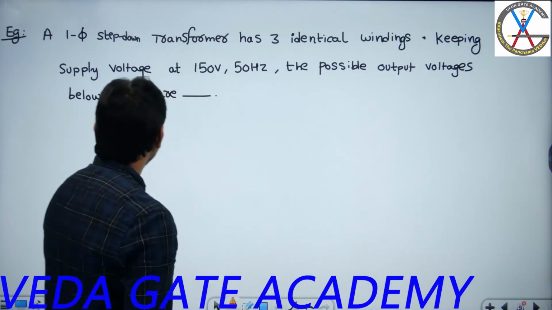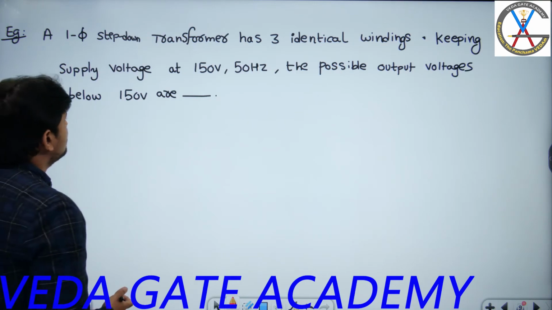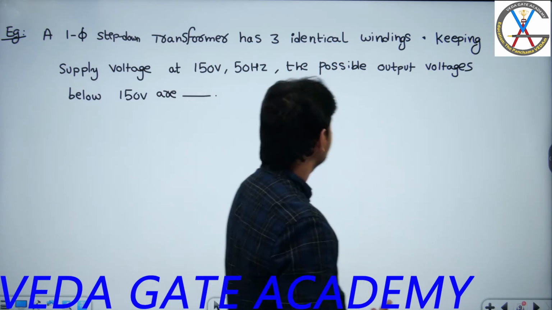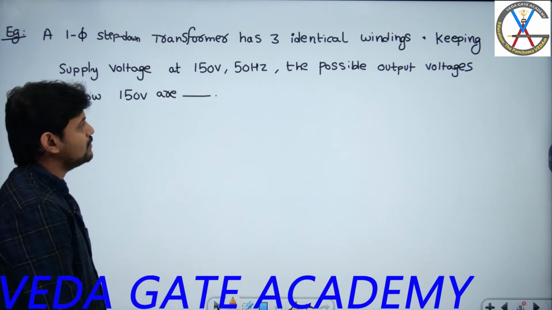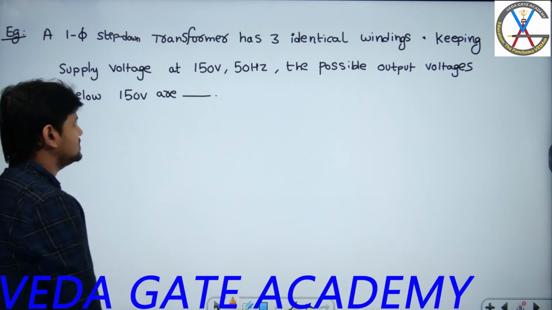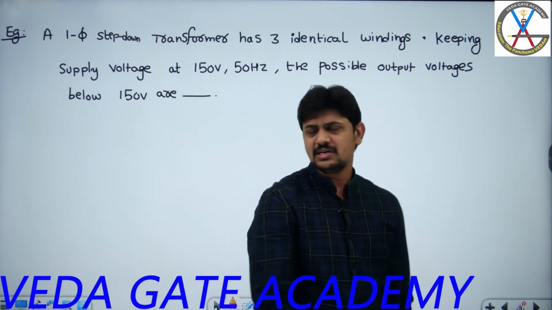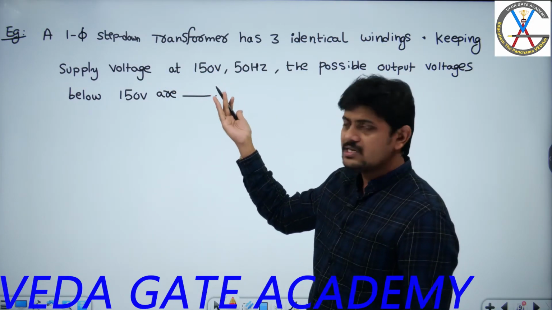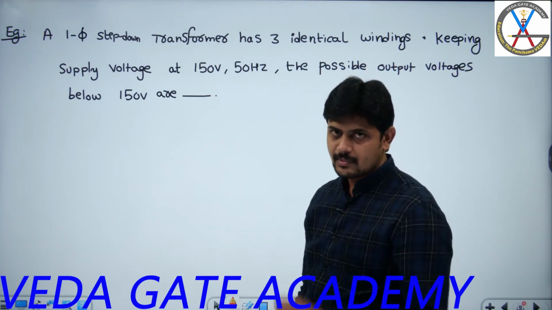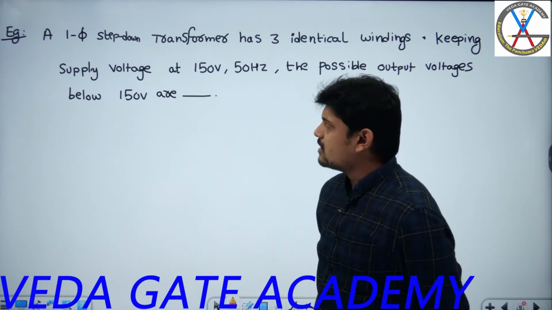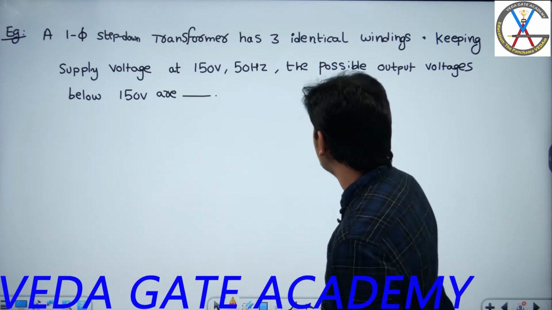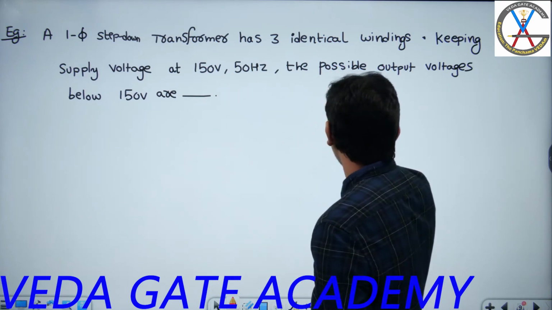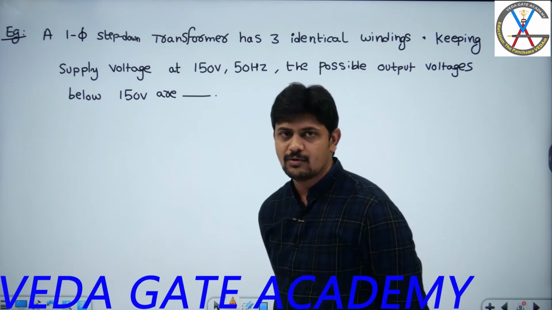Right. So let us focus on this. First read the question. A single phase step down transformer has three identical windings keeping supply voltage at 150 volts, 50 Hz. What are the possible output voltages which are below 150? Since it is a step down transformer with a supply voltage of 150, obviously step down means the output voltage will be less. So this is a very simple question. Again, the analysis is very simple. A single phase step down transformer has three identical windings keeping supply voltage as 150. The possible output voltages below 150 volts are dash.